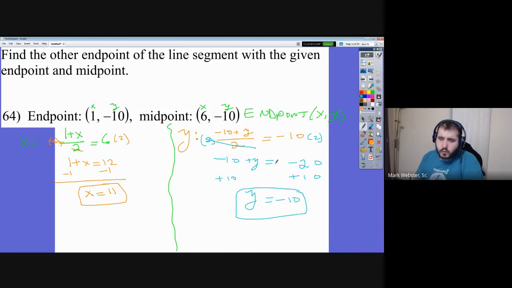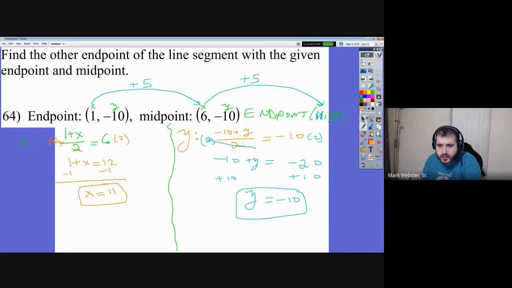And again, that's one way of doing it. We could also look at it this way. I'm starting at 1. I'm traveling to 6. That means I went up 5. Well, let me go up 5 more. 6 plus 5 is 11. That's what I got down there too, right? And then same thing for the y value. Going from negative 10, I make it all the way to negative 10. Well, I didn't go anywhere. That's plus 0.